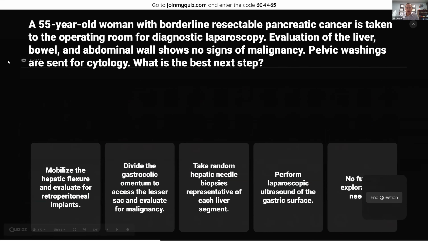A, mobilize the hepatic flexure and evaluate for retroperitoneal implants. B, divide the gastrocolic ligament, I'm sorry, gastrocolic omentum, to assess the lesser sac and evaluate for malignancy. C, take random hepatic needle biopsies representative of each liver section. D, perform laparoscopic ultrasound of the gastric surface. Or E, no further exploration is needed.